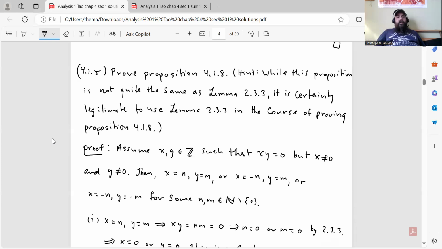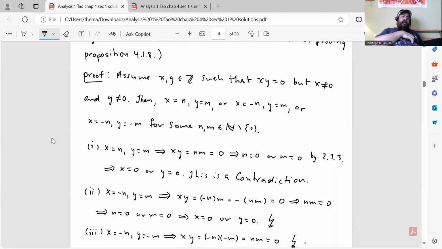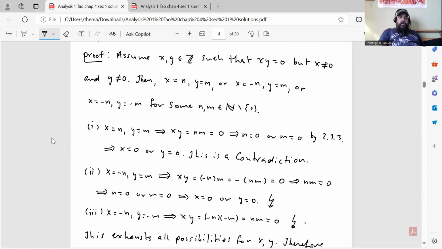It is certainly legitimate to use lemma 2.3.3 in the course of proving proposition 4.1.8. So here, that's what I did. Assume x, y are integers such that xy equals 0, but x is not 0 and y is not 0. Then I'll derive a contradiction. Then x equals n, y equals m, or x equals minus n, y equals m, or x equals minus n, y equals minus m for some non-zero natural numbers. We already saw that was true from trichotomy. And I just showed that you get a contradiction in all the possible cases.